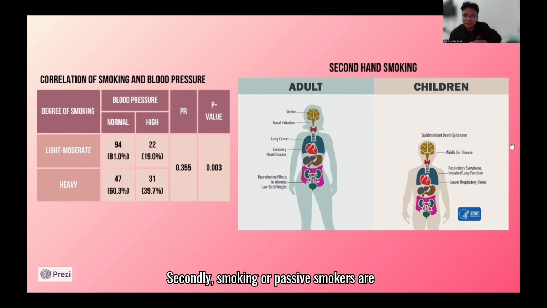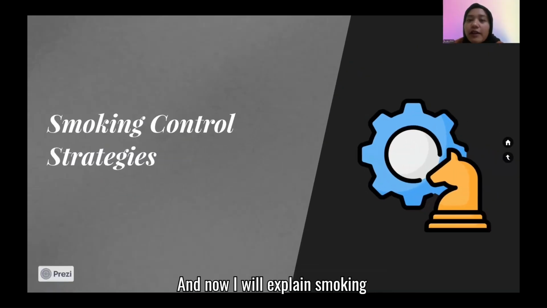Second, secondhand or passive smokers are people that are around the smokers and have gained complications as a result of inhaling smoke from the tobacco. In this picture, for adults, the complications that they can get are stroke, nasal irritation, lung cancer, coronary heart disease, and even reproductive effects in women, which cause low birth weight. For children, they can cause sudden infant death syndrome, middle ear disease, respiratory symptoms, impaired lung function, and even lower respiratory illness. And now I will explain the smoking control strategies.